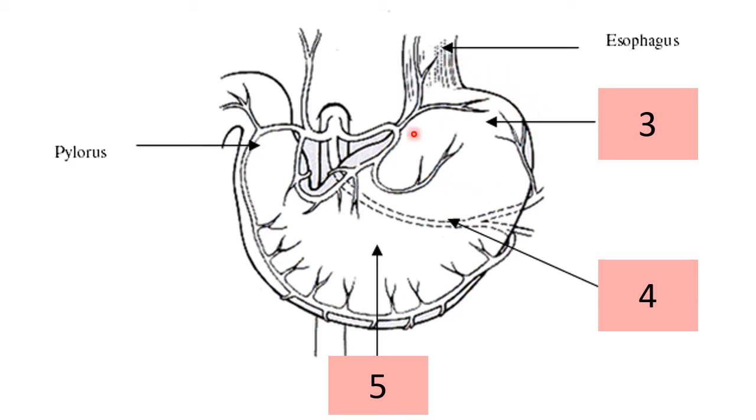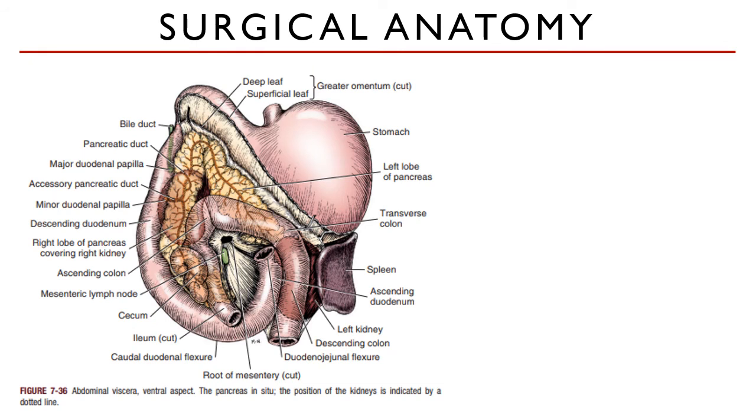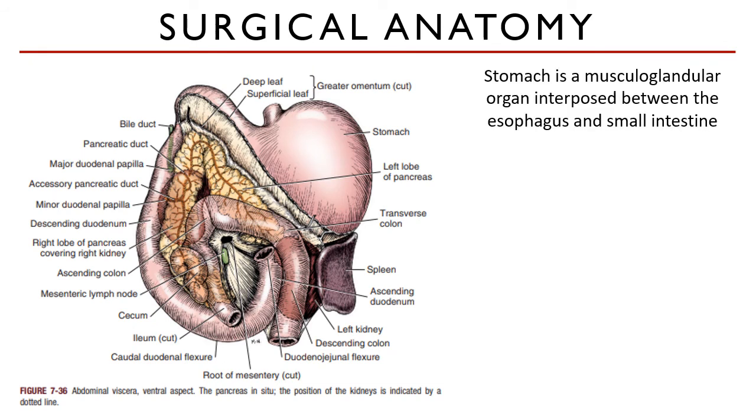Now, the third would be the direct region of the stomach that is in contact with the esophagus, the cardia. As we go down, this big part here, this is not pointing to the vessel. The region of the stomach, that would be the fundus. And the last one, which would be almost 1/3 of the stomach, would be the body, or sometimes we call it the antrum, correct. So the stomach is a musculoglandular organ interposed between the esophagus and the small intestine.